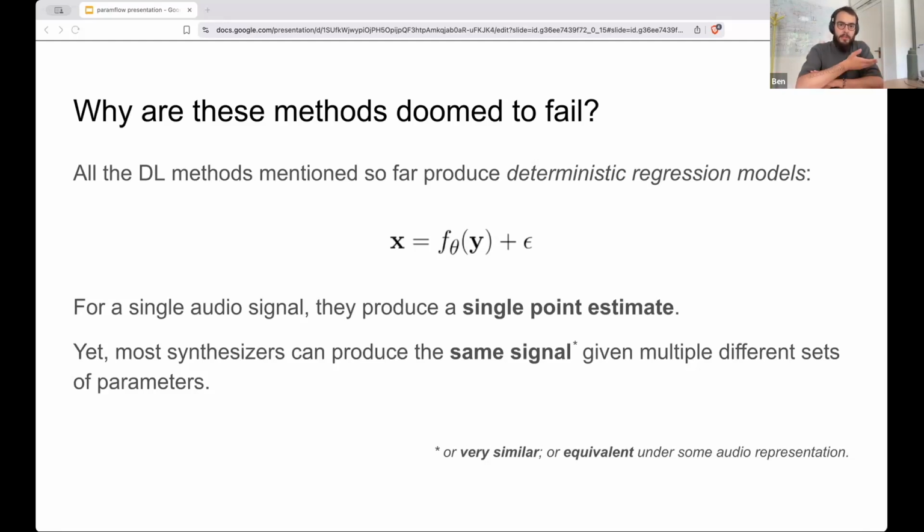So why is this a problem? Most synthesizers can produce the same signal given multiple different sets of parameters. This is a really important point, so I'm going to repeat it. You can get the same signal from multiple different sets of parameters for most production-ready commercial audio synthesizers. And if we relax our definition of same slightly to include very similar, or maybe equivalent under some, say, phase invariant audio representation, then this is even more the case.